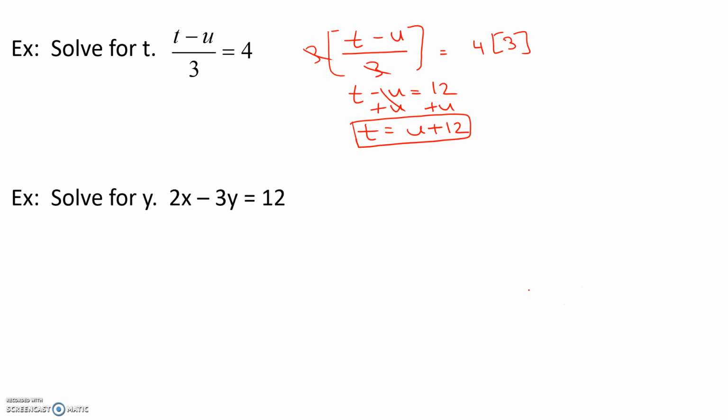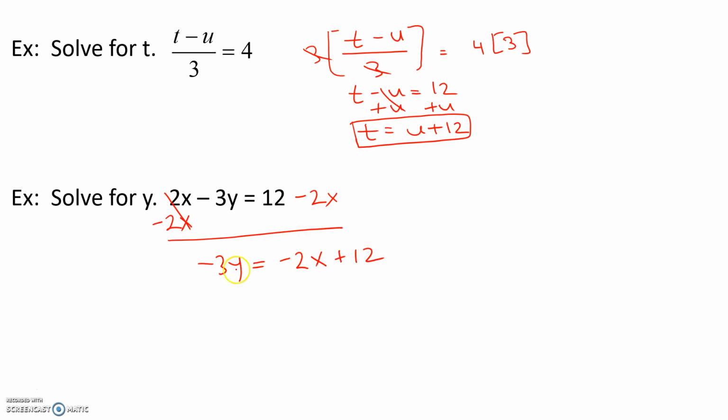Here's another example. Let's solve for y. 2x minus 3y equals 12. Because we're solving for y, we would first move the 2x to the right. Since the 2x is positive, we would subtract 2x from each side. And we would write negative 3y. You could leave this as 12 minus 2x, but let's get in the habit of writing the variable first. So write the negative 2x first and then the positive 12 second.